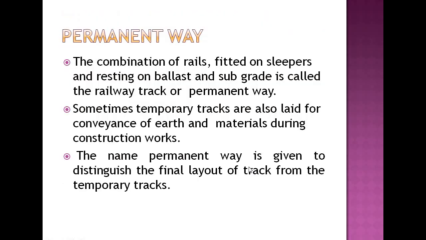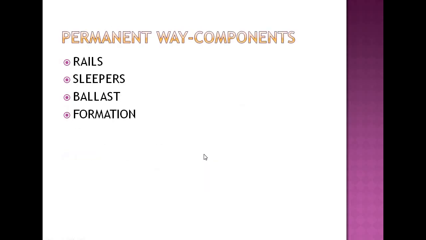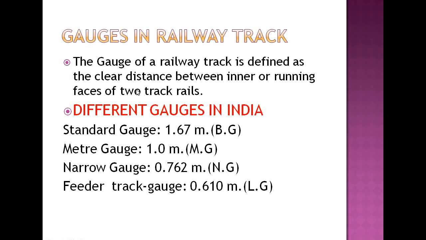The permanent way means the combination of rails fitted on sleepers and resting on ballast and subgrade is called the railway track or permanent way. The name permanent way is given to distinguish it from temporary tracks. The temporary tracks are also laid for conveyance of earth and materials during the construction of works. So in order to distinguish the temporary tracks, the name permanent way is given to the final layout of the track. And the components are rails, sleepers, ballast, formation, and one more important term is gauge in a railway track.